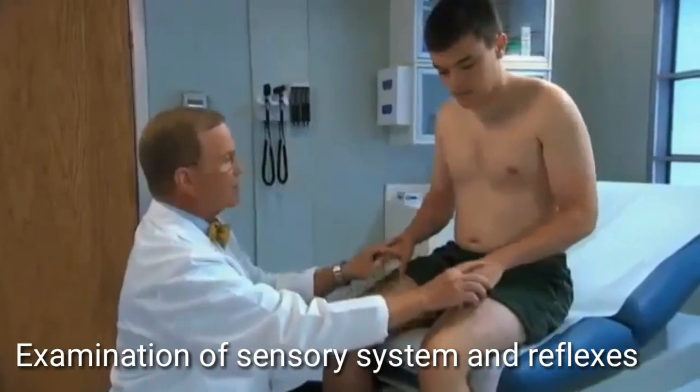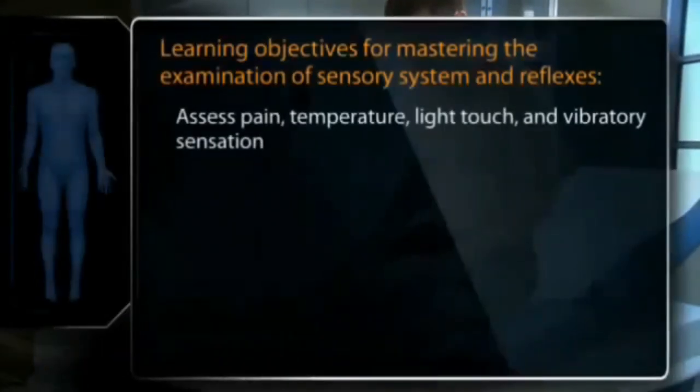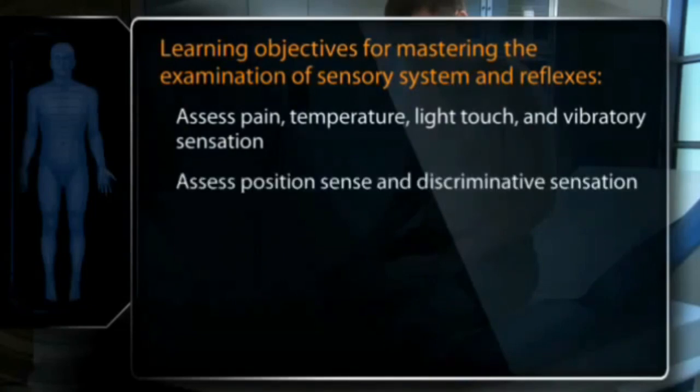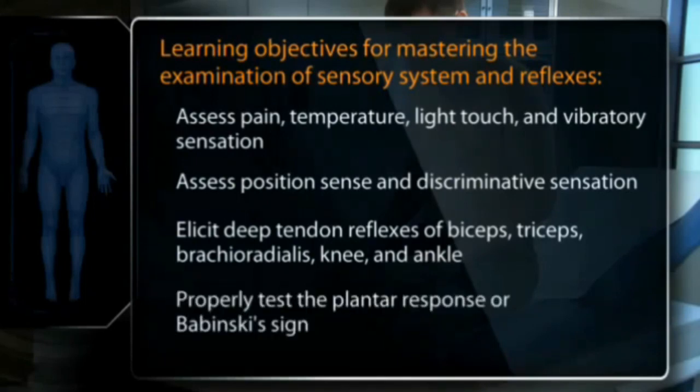Your learning objectives for mastering the examination of the sensory system and reflexes are to assess pain, temperature, light touch, and vibratory sensations, as well as position sense and discriminative sensation, and to correctly elicit the deep tendon reflexes of the biceps, triceps, brachioradialis, knee or patellar tendon, and ankle or Achilles tendon, as well as to properly test the plantar response or Babinski sign.